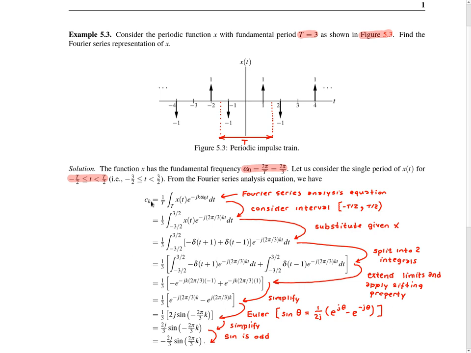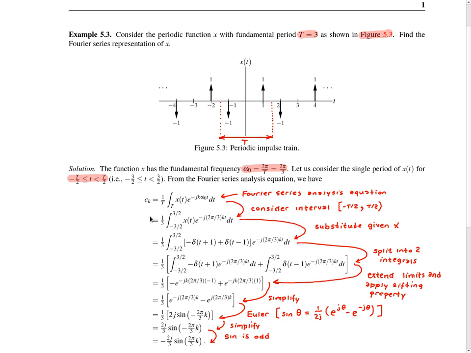To find the Fourier series coefficients, we simply use the Fourier series analysis equation, in other words this equation here. But in order to use this equation, we have to identify what omega naught is, so what's the fundamental frequency of our function x. And we also have to select a particular interval of length capital T. The value for omega naught is by definition just equal to 2 pi over capital T, and we're told capital T is equal to 3 in this problem, so we have 2 pi over 3 for omega naught. And then with respect to the choice of our interval to integrate over, in other words, which particular interval of length T we should choose, from the point of view of correctness, it doesn't matter.